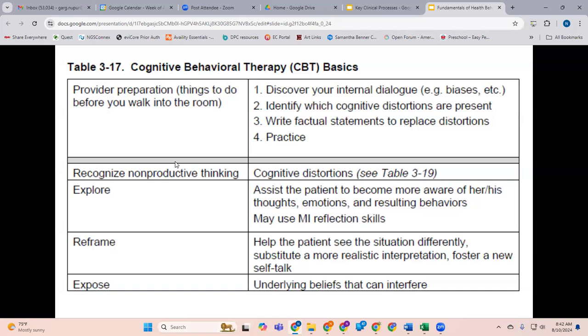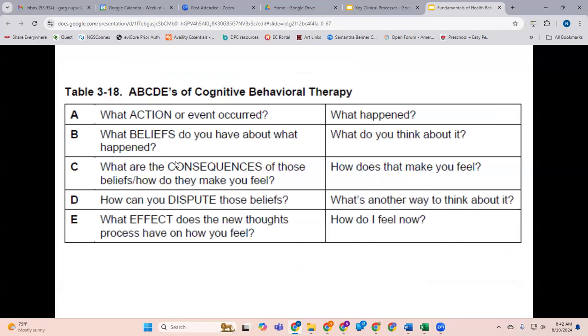You are challenging, exposing maybe some underlying beliefs that interfere with their actual behaviors. So the ABCDs: let's identify what actually happened, the action. What do you think about it? Like, I had a heart attack. What do you think about that? What beliefs do you have about what happened? What caused it? They might be on a completely different page than you. What are the consequences, how do those beliefs make you feel, and how can you dispute them? What's another way to think about it?